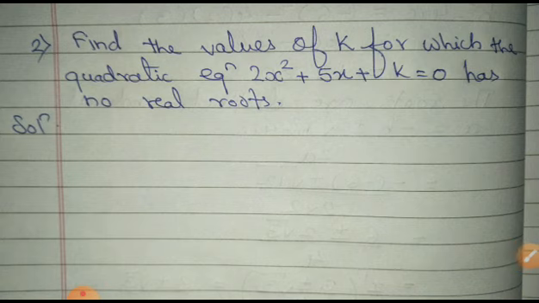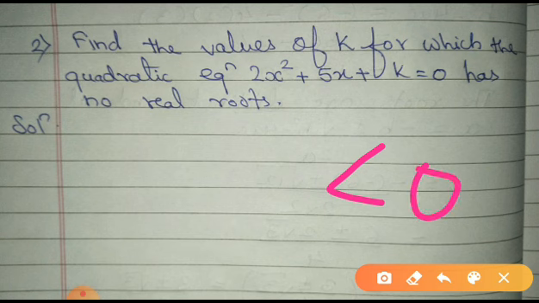Next question. Find the values of k for which the quadratic equation 2x square plus 5x plus k equal to 0 has no real roots. Now see, the given quadratic equation has no real roots. Has no real roots, that means what? Can I say that the discriminant should be what? It should be less than 0.